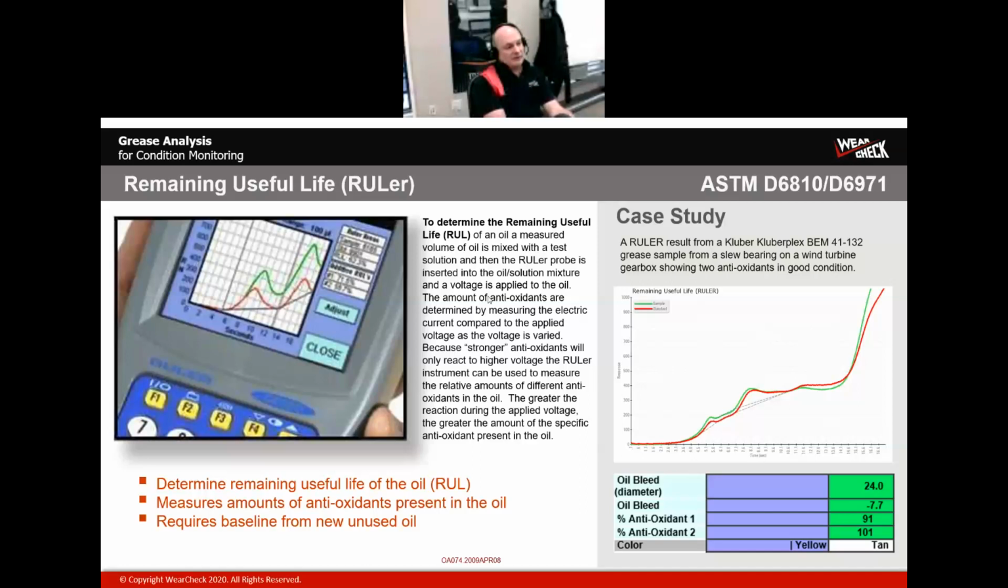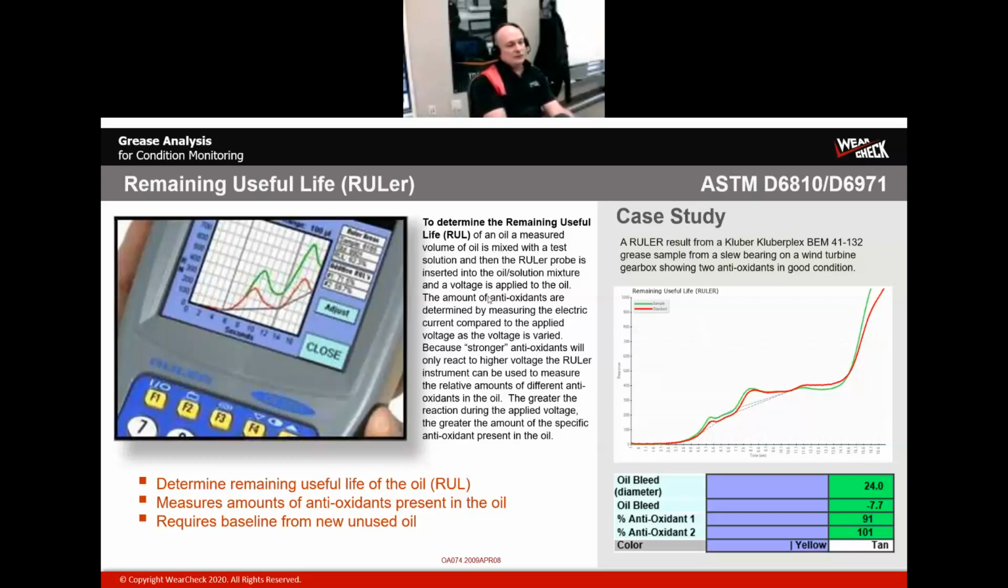One thing I like about this test, the ruler, is that it uses something called linear sweep voltammetry. Instead of producing chemistry and oxidation in the lubricant by using temperature and water and catalysts like copper coils, we're using electricity, because oxidation can be induced by a voltage. So the test not only runs faster, but it produces what's called a voltammogram, and we can see the relative amounts of different antioxidants because they oxidize at a different voltage.